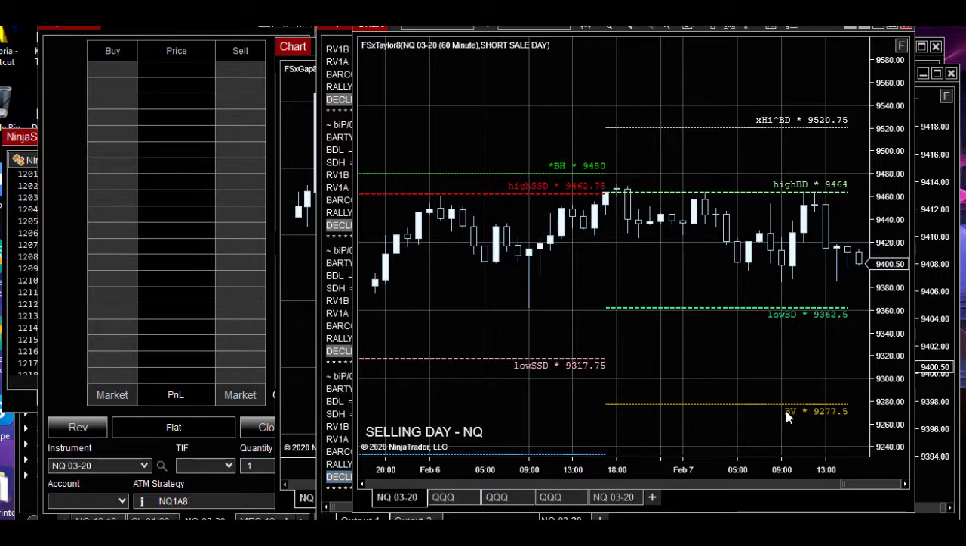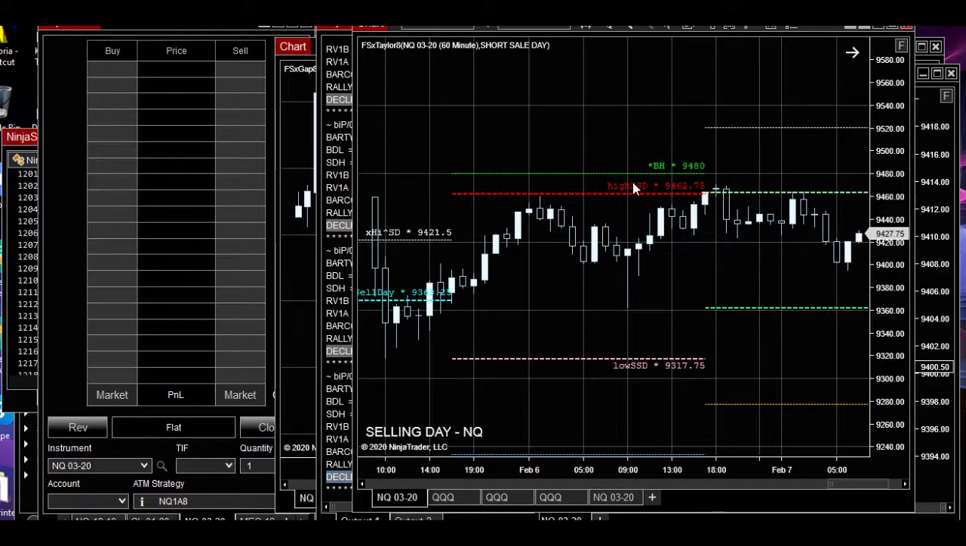The BV is the average violation underneath the buying day low on the selling day. Once again, the buying violation is the average violation, the average excursion underneath the buying day low on the selling day. The BH is the buying high. That is the average excursion above the short sale day high. This would be on the buying day.